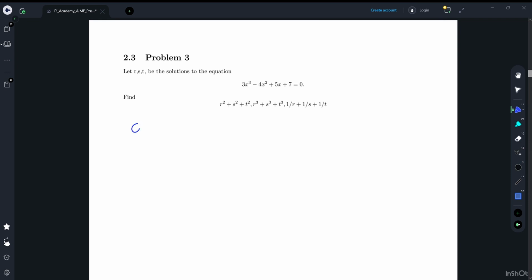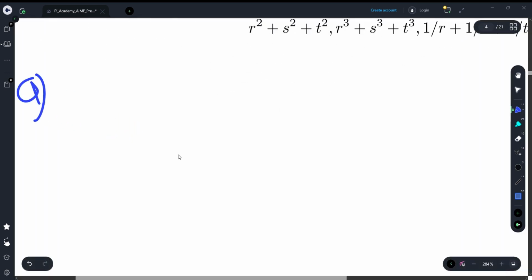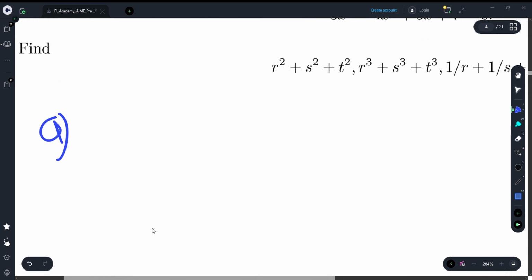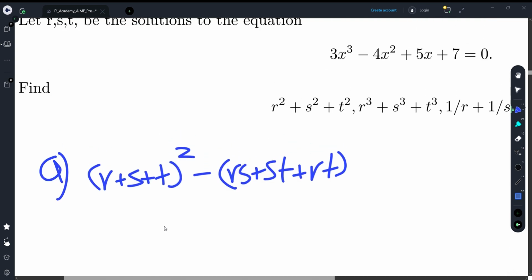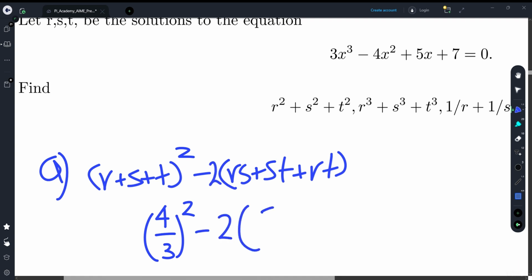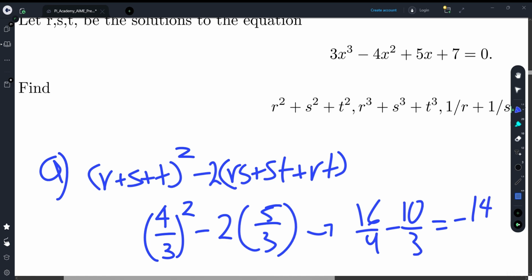So first of all, section A, let's find r squared plus s squared plus t squared. And this is easy. This is just going to be r plus s plus t squared minus 2 times rs plus st plus rt. Using Vieta's, we see that this is just 4 over 3 squared minus 2 times 5 over 3. This gives us 16 over 9 minus 10 over 3, which is negative 14 over 9.